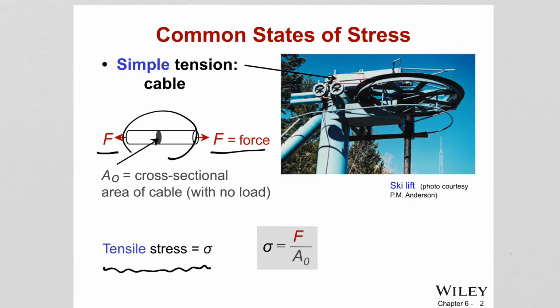The cross-sectional area of that bar, or the cable, is A naught. Of course, the cross-sectional area will change as we keep applying the load, like it's gonna get smaller and smaller, but the initial is A naught. This initial starting cross-sectional area is A naught. So how do we define the stress? This is like pressure, right? So stress is force over original cross-sectional area.